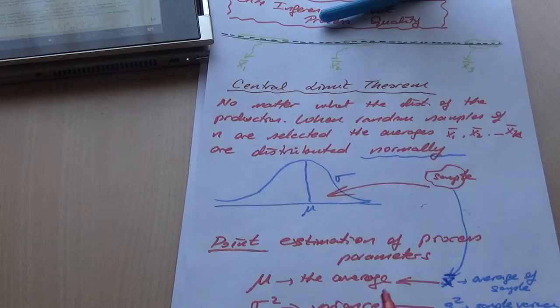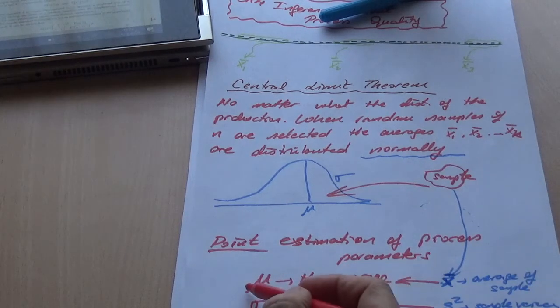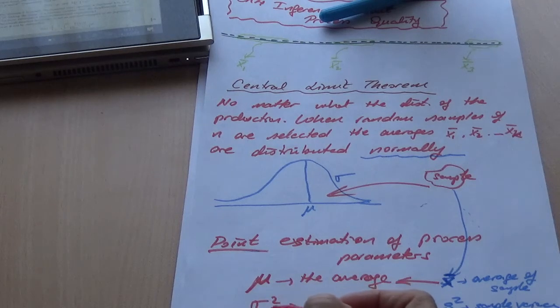Actually, in production, we wouldn't like to make point estimations, but we would rather choose to give a confidence interval for determining the mean and the variance.